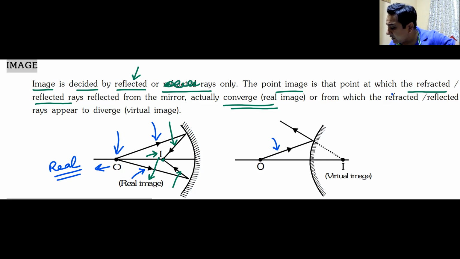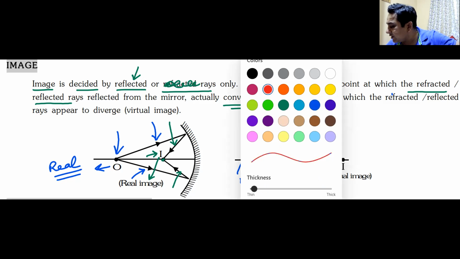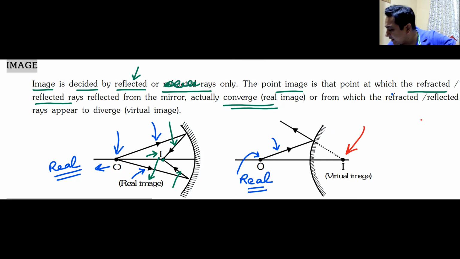The blue rays are the incident rays. Can you tell me what type of object is this? Is it a real object or is it a virtual object? One for real, two for virtual. The object is real, and as you can see, it is creating an image here. Is it a real image or is it a virtual image? The red one is the reflected ray.